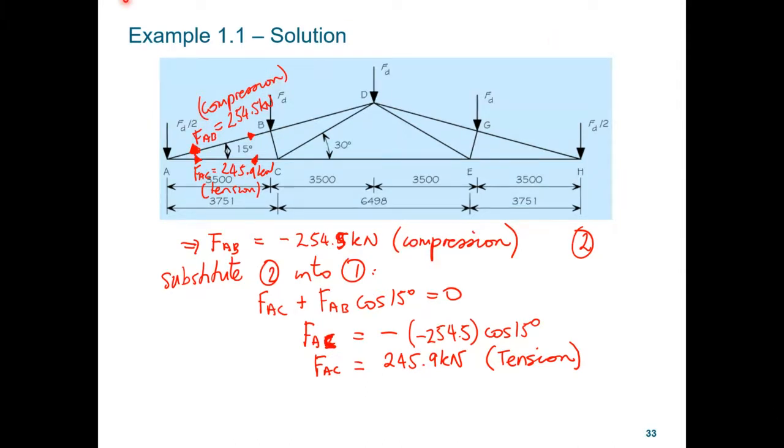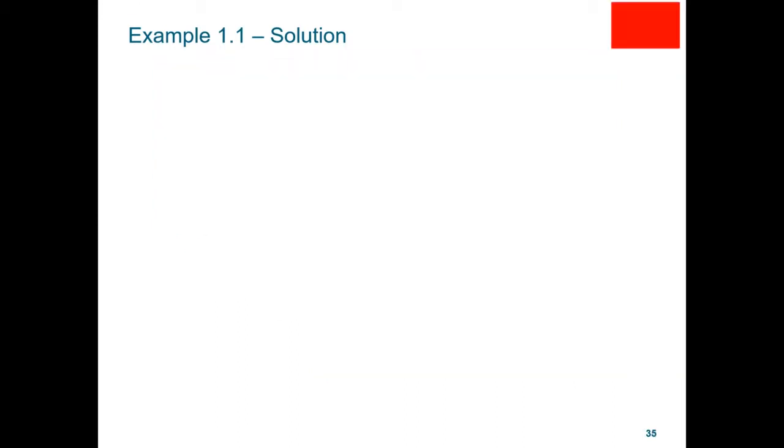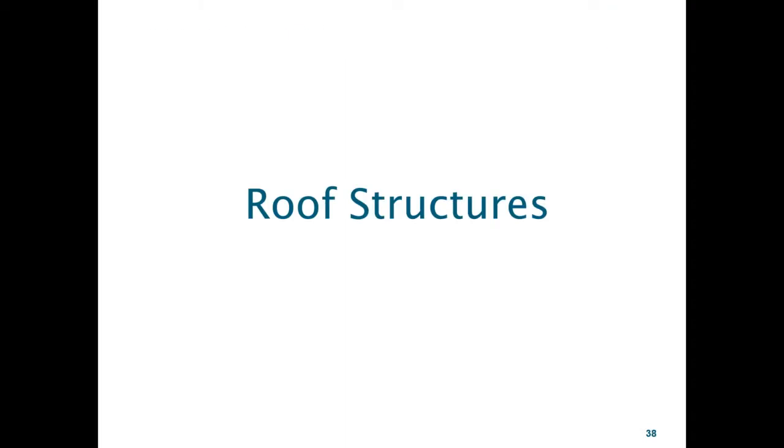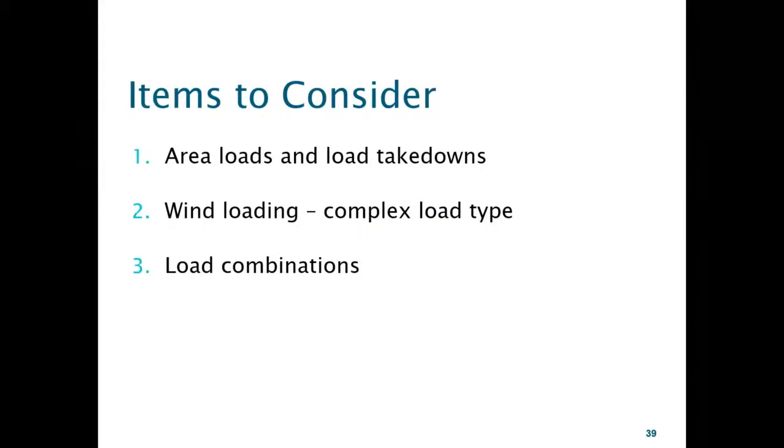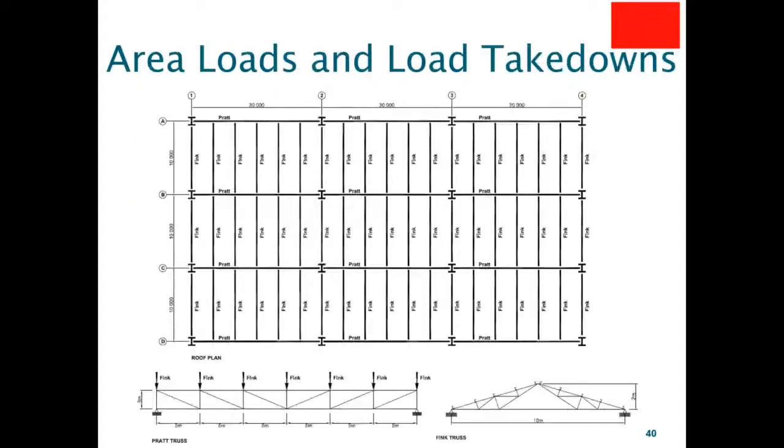Okay, so that's the example done. What we're going to do now is put you into your groups, or we'll see if anyone has any questions. But what we're going to do now is you're going to design a roof structure. We need to work out some loads on it. We need to work out wind loading. We're going to simplify wind loading in our problem here because it's a complicated load type. And then we're going to do load combinations. So we'll have to cover that in a second.